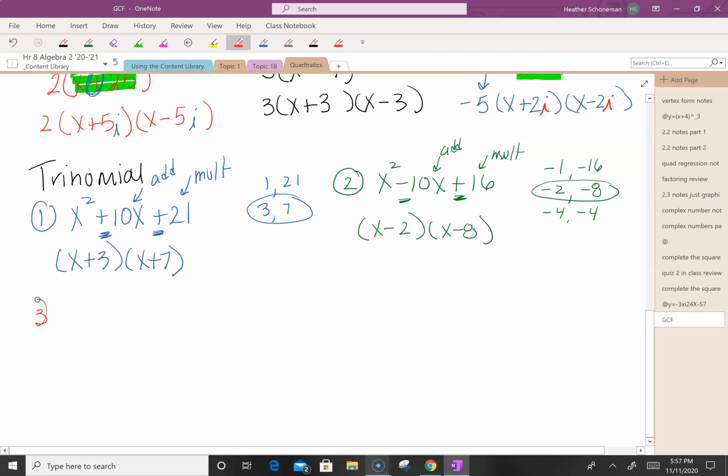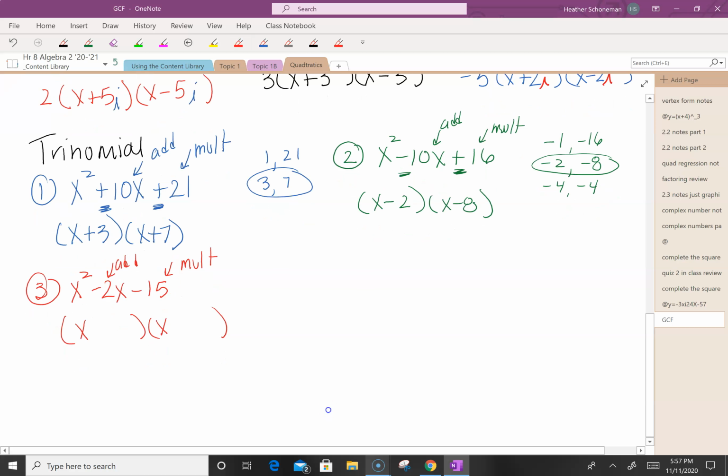Number 3, we want to factor x squared minus 2x minus 15. Okay, so it's a trinomial with a leading coefficient of 1. I'm going to go straight to my 2 parentheses. I want two numbers that multiply to negative 15 and add to negative 2.